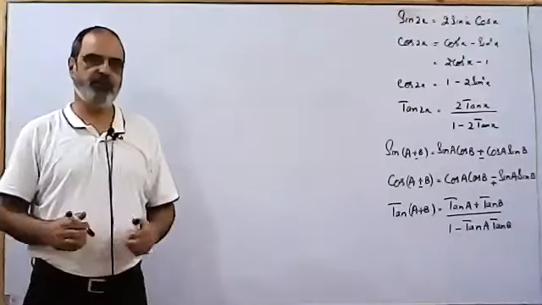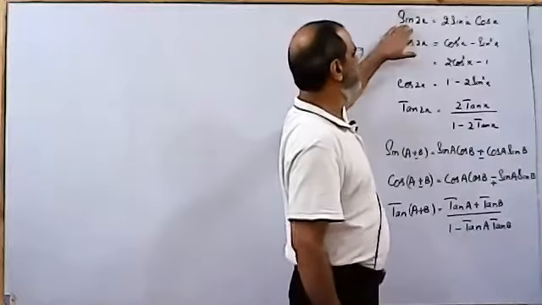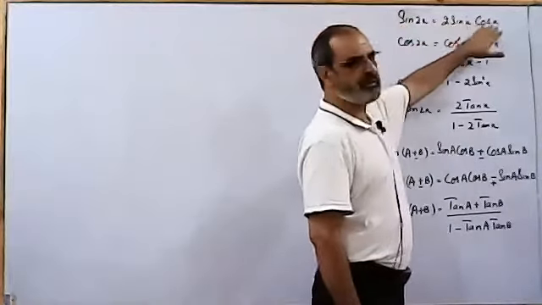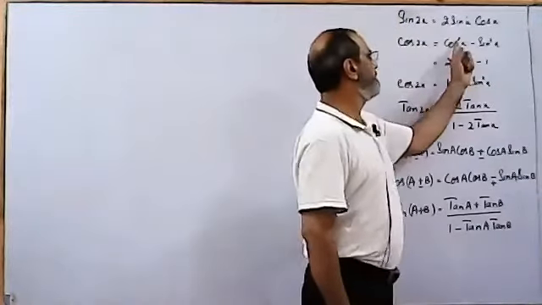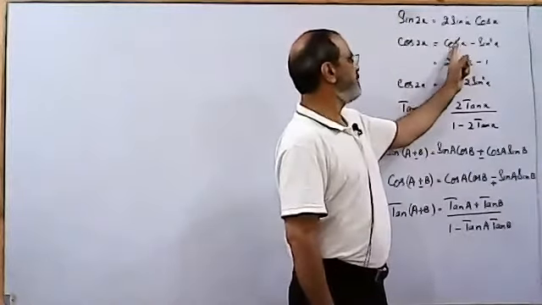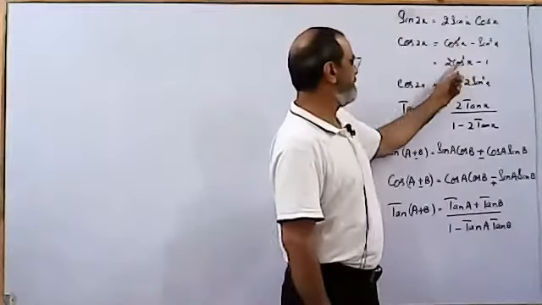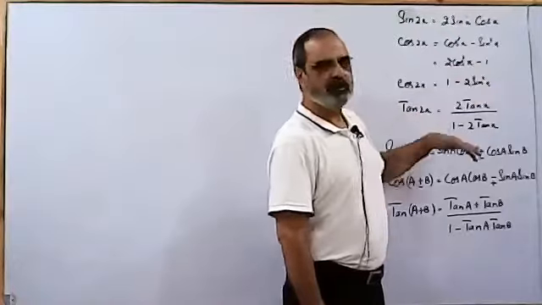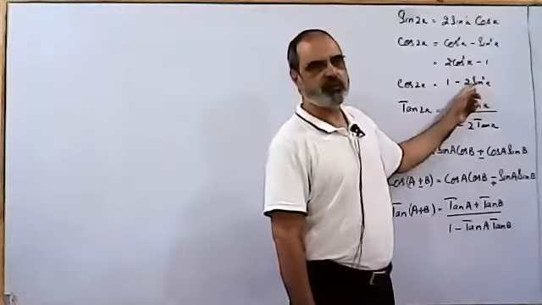Last time we discussed the double angle formula. Sin 2x is equal to 2 sin x cos x. Cos 2x has three identities. Number one is cos square x minus sin square x, or in terms of cos, it will be 2 cos square x minus 1. In terms of sin, it will be 1 minus 2 sin square x.